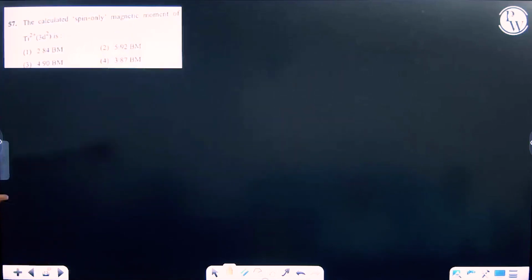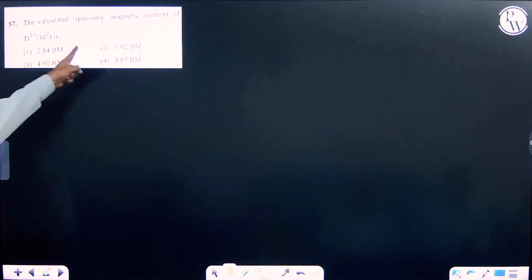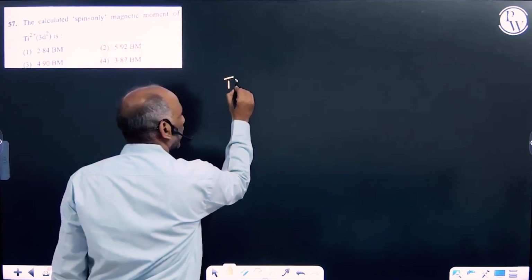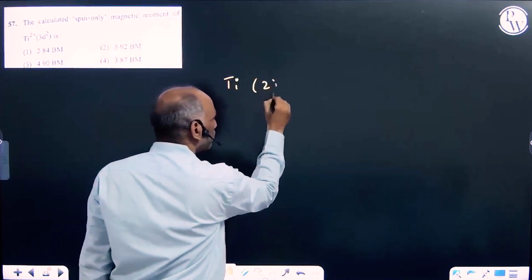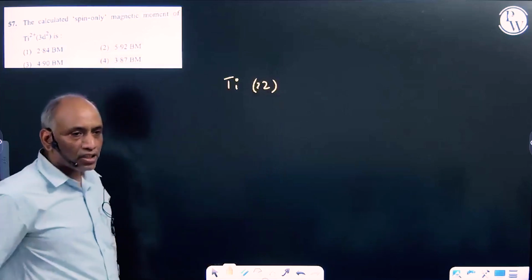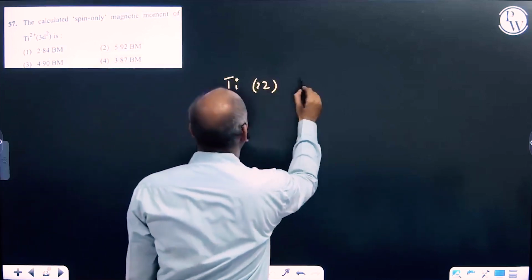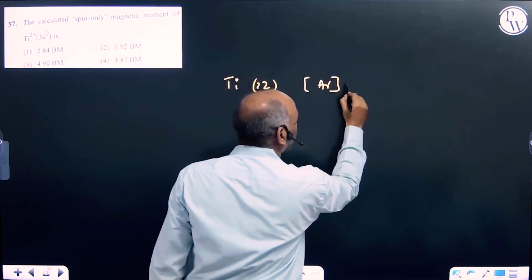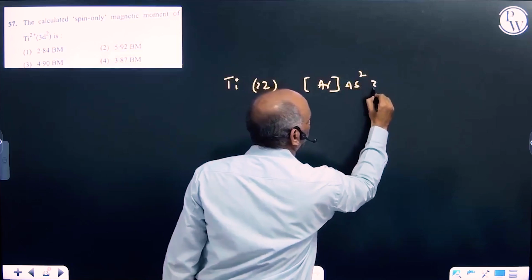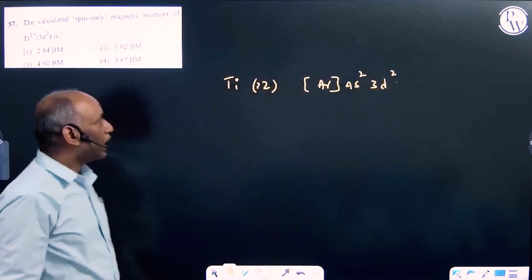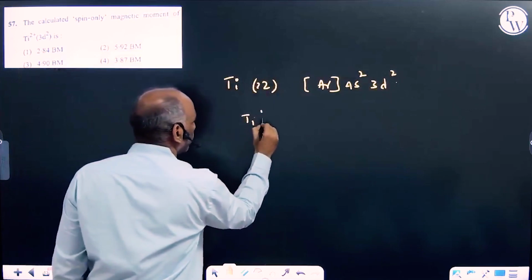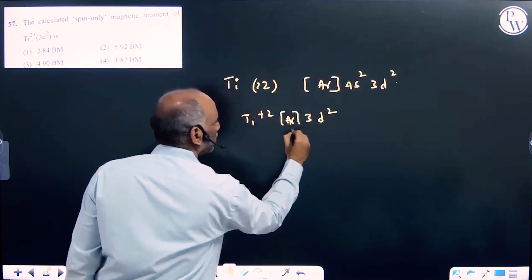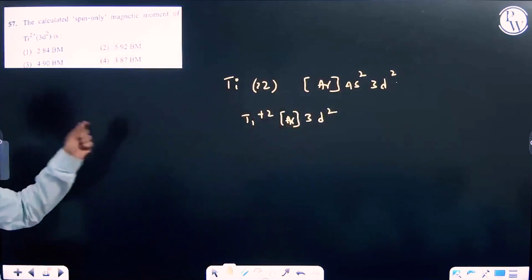Now the calculated spin only magnetic moment of titanium. If you look at titanium, the atomic number of this element is 22, and if you write the electronic configuration, argon core, of course it is given, this will become 4s2 and you will have 3d2. After removing the 2 electrons, titanium 2 plus is given as 3d2, with the argon configuration as it is. So there are 2 unpaired electrons.